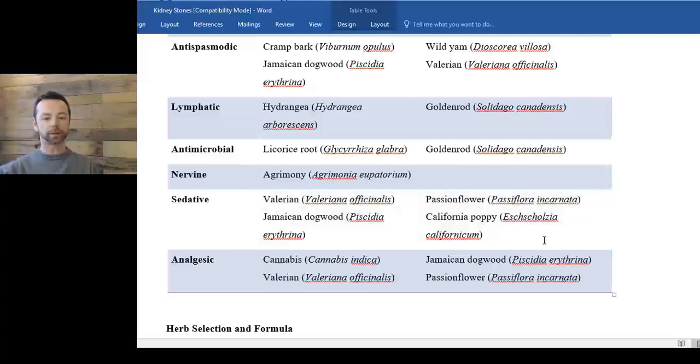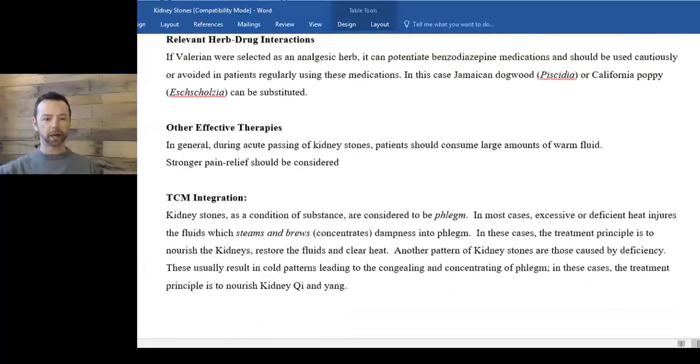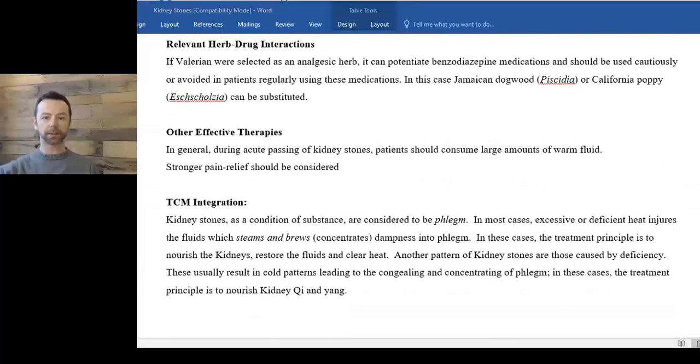If you wanted to, you could use these. We've got it down here in our analgesic section. You see a lot of the same herbs together here. Now that's an overview and looking into some of the actions. Let's actually move down in our notes and we're going to take a look at the TCM integration.